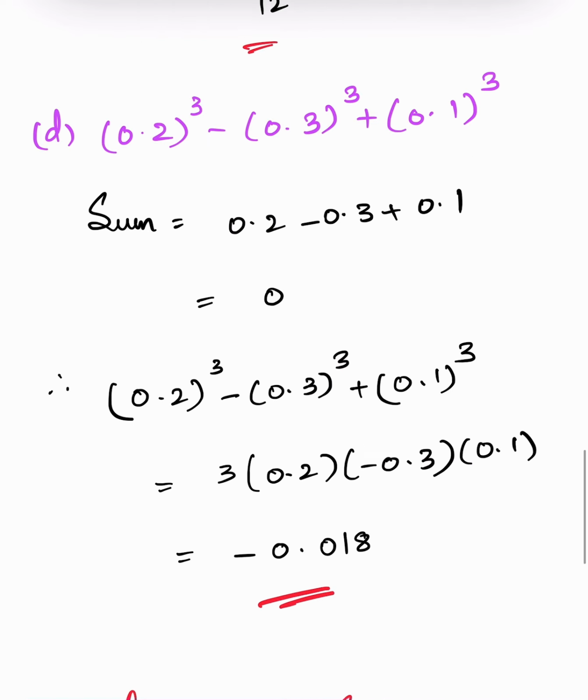D bit, (0.2) whole cube minus (0.3) whole cube plus (0.1) whole cube. Again, if this is x, y and z, let us find the sum. 0.2 minus 0.3 plus 0.1, which is equal to 0. So (0.2) whole cube minus (0.3) whole cube plus (0.1) whole cube is equal to 3 into 0.2 into minus 0.3 into 0.1, which is equal to minus 0.018. Both 13th and 14th problems are applications of the same identity.